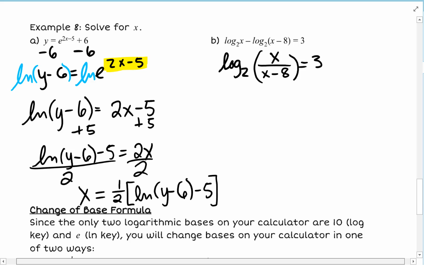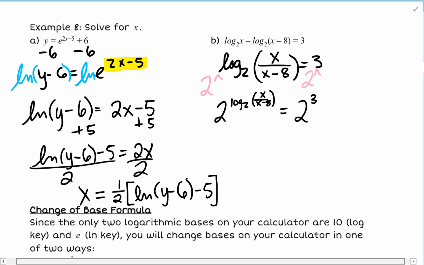Now, the inverse operation of log base 2 of something is to put both sides of the equation as a power, with the base of that power being the same as the base of the log. So we want to put 2 to the power of the left side of the equation is equal to 2 to the power of the right side of the equation. And this is how that looks.